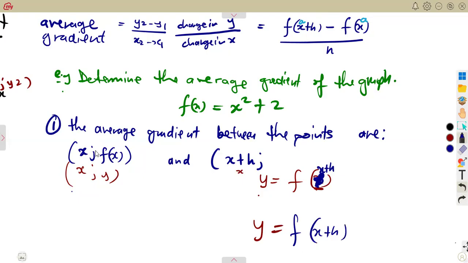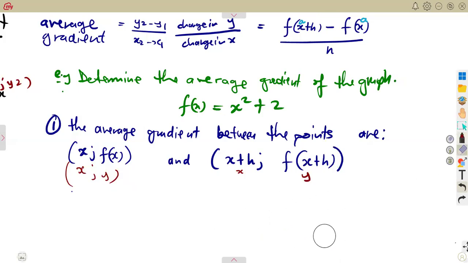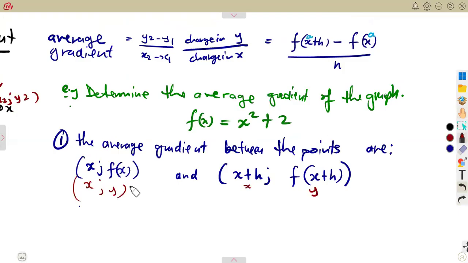So in place of this y, instead of them giving us the exact value of y, now they will give us that value as f of x plus h. What you simply need is to understand what it means. That's the y value when you substitute. So you can simply use that formula that we are given, guys. The change in this part does not change. This is your x1, this is your y1, this is your x2, this is your y2.